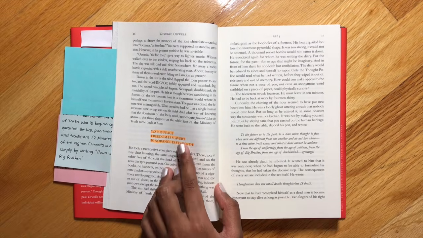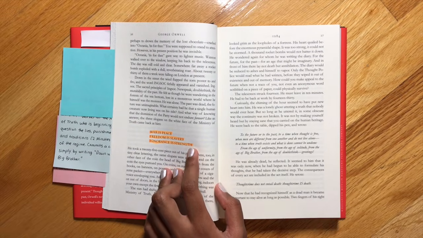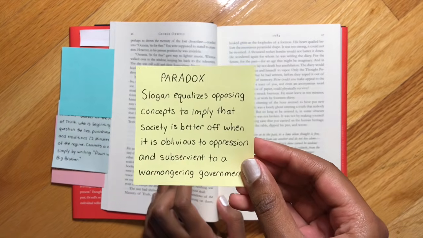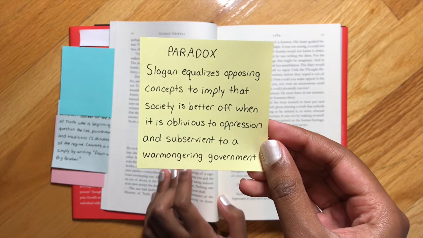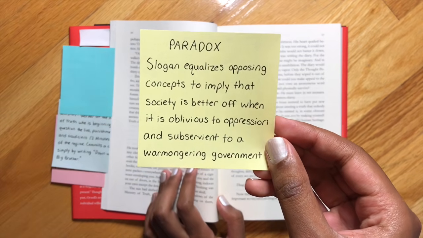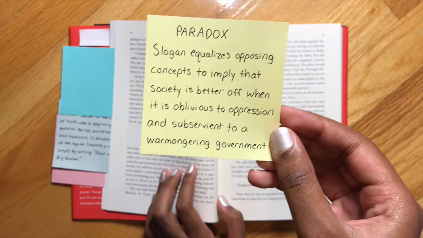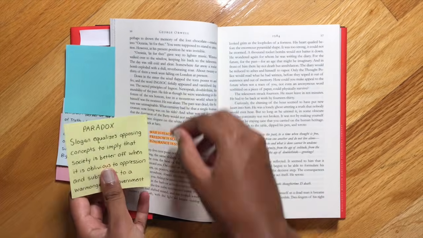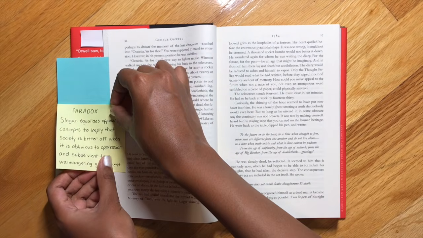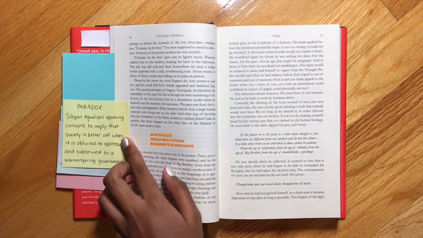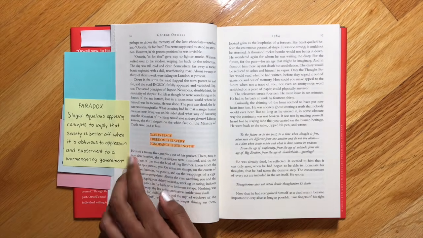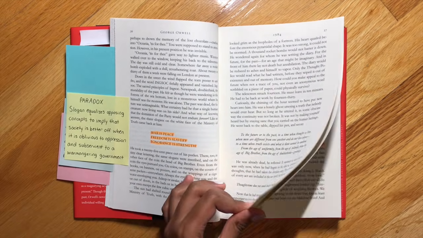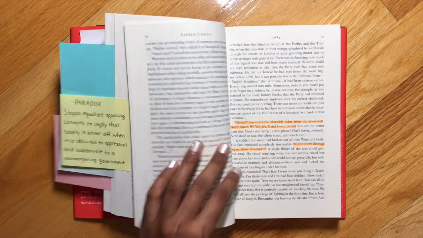Here is an important slogan that appears in the book. It's "War is peace, freedom is slavery, and ignorance is strength." This is an example of a paradox because the slogan equalizes opposing concepts to imply that society is better off when it's oblivious to oppression and subservient to a government that constantly wages war. And this is an example of a literary device. I wrote the name of the device, which is a paradox, at the top of the sticky note just to specify what type of device I'm looking at and what I'm analyzing in this note.